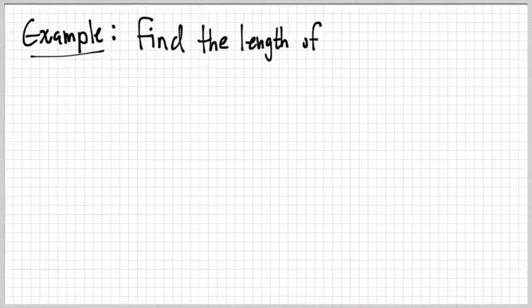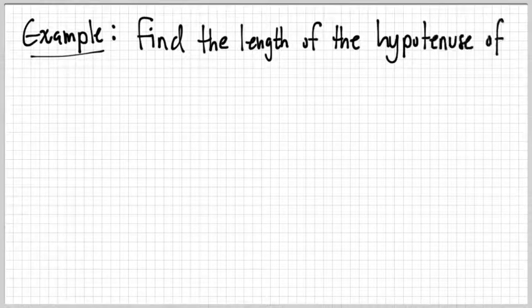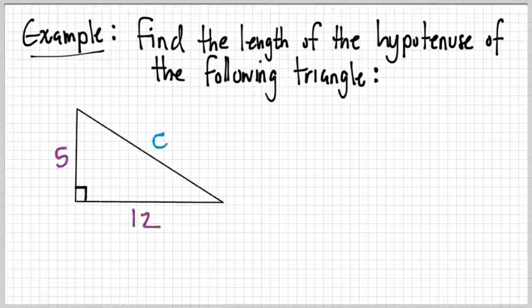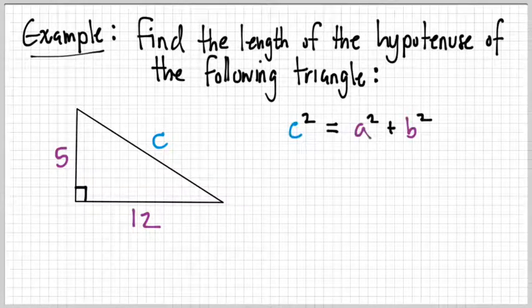Find the length of the hypotenuse of the following right triangle. Here we have a right triangle. The legs are 5 and 12, and we don't know the hypotenuse, we just labeled it C. So we have C squared equals A squared plus B squared, our formula for the Pythagorean Theorem. What we're going to do is plug in the bits that we know. We're going to write this formula, but instead of A, we're going to put 5, and instead of B, we're going to put 12.